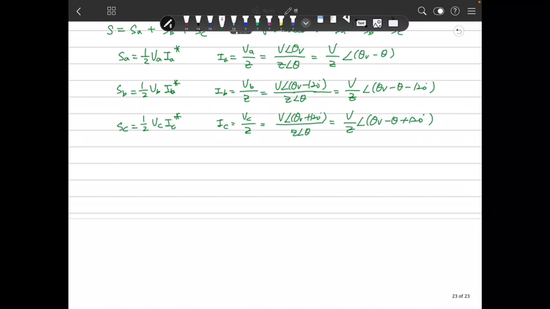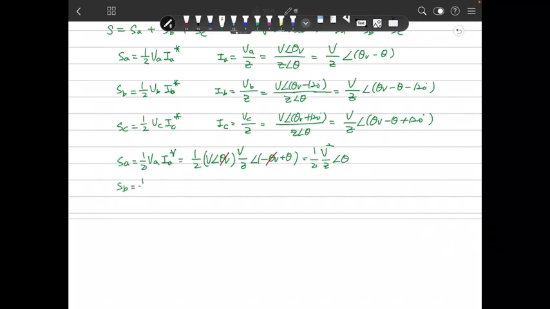Therefore, SA is half VA IA conjugate. Half VA is V∠θV. IA conjugate is GV∠(−θV + θ). So it will be eliminated in this manner. So the result is half G V square ∠θ.